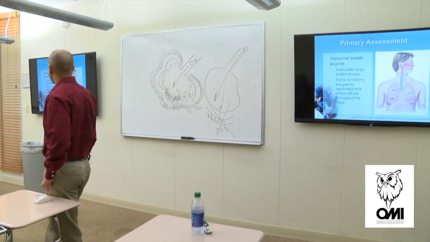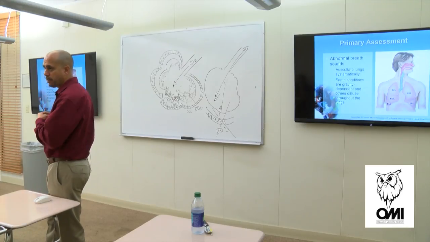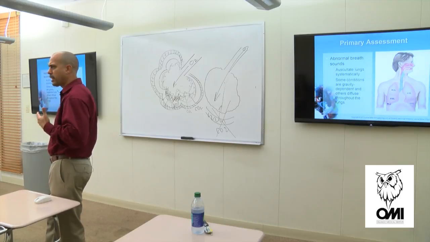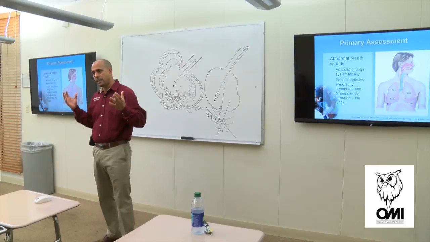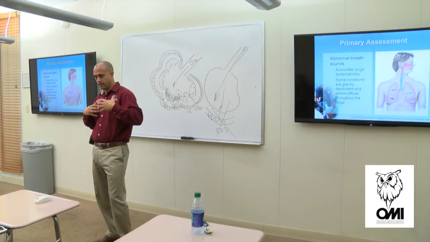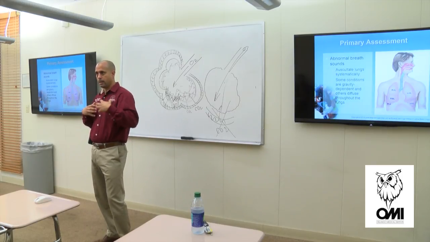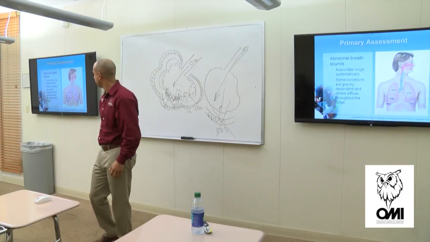So we listen to lung sounds. We should auscultate. When we auscultate for lung sounds, not only do we listen to right versus left, we want to make sure we have symmetrical chest rise, meaning that the right and the left side are expanding equally. That is not like this. It should be equal expansion.